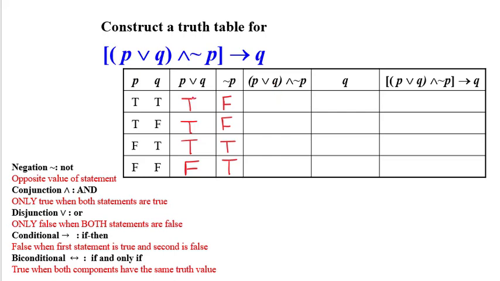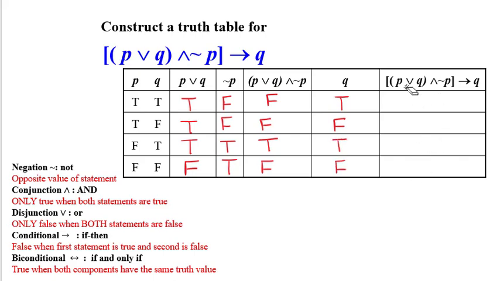Now I am combining my third column and my fourth column, and this is connecting them with a conjunction, an and. Let's remember, for an and, it is only true if they are both true. So I'm just going to skip right down to this third line. That is when it's true. They both have to be true. Okay, now I'm going to write down Q. True, false, true, false.